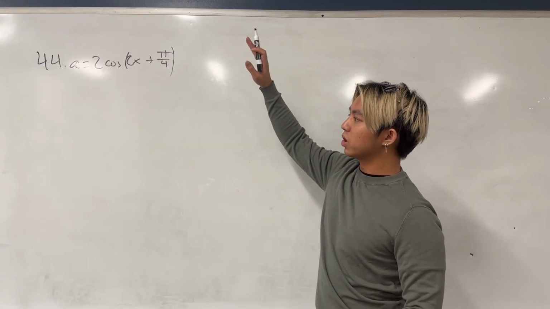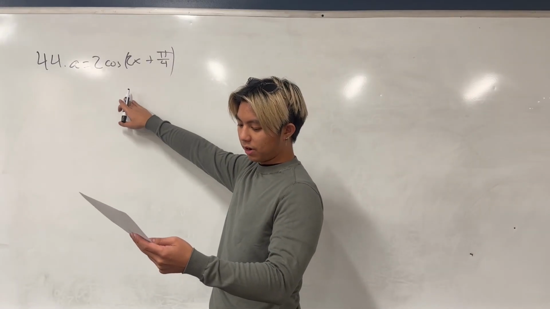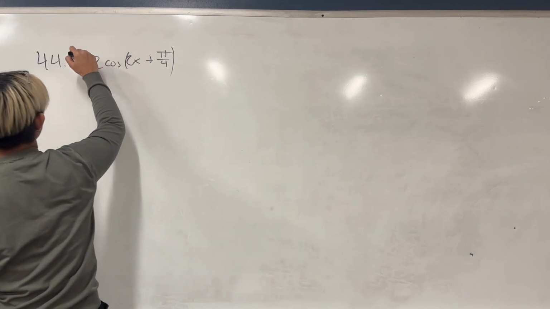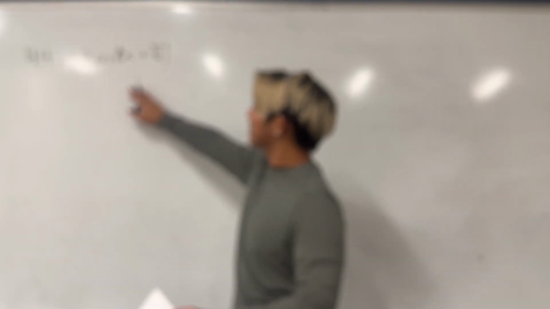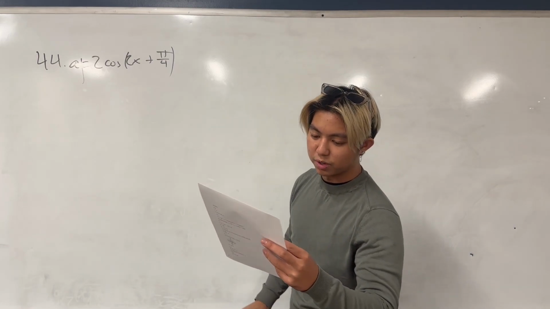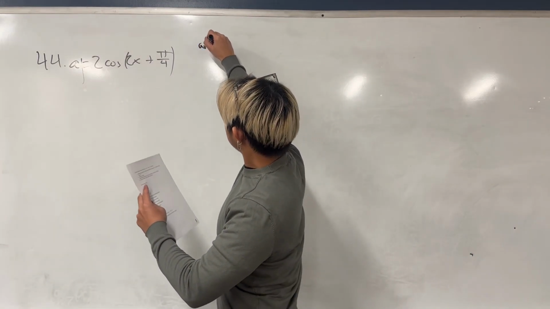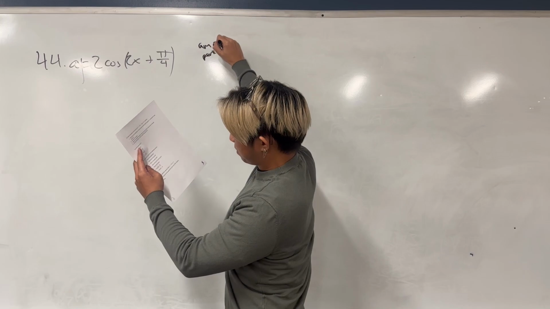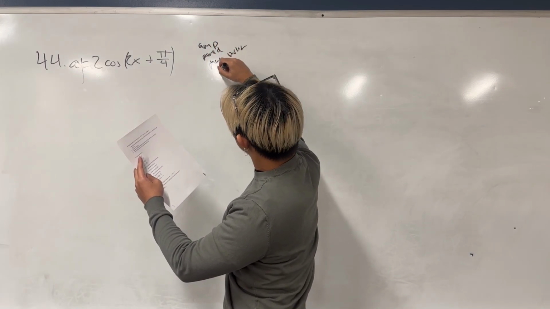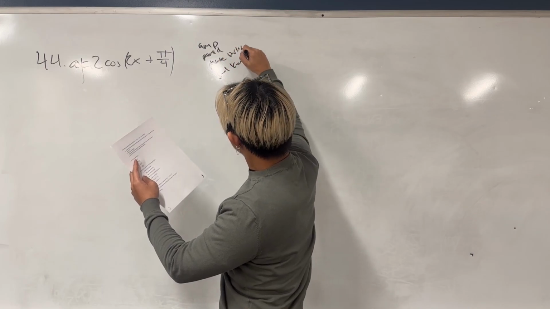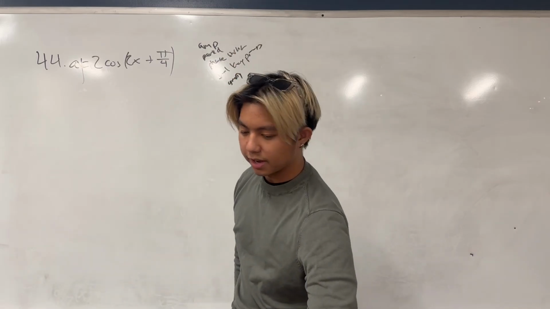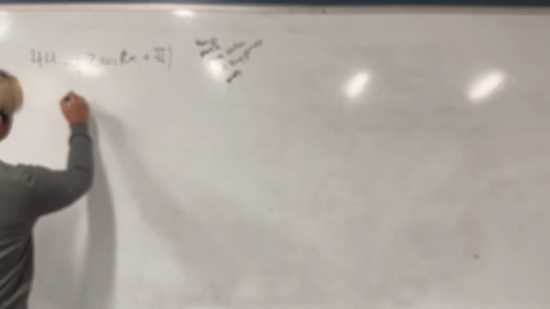Okay, so for question 44, we have our function. Oh, wait, this is supposed to be a y here, oops. y is equal to 2 cosine of 2x plus pi over 4. It's asking us: what is the amplitude, period, phase shift, find key points, and graph.